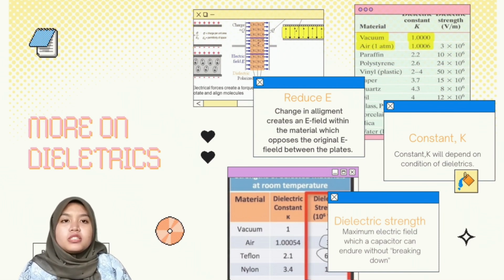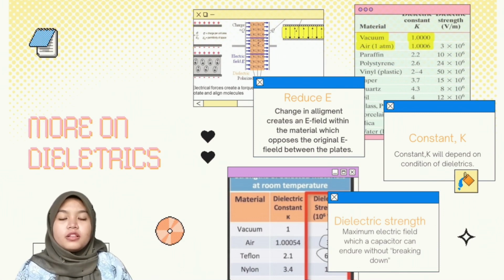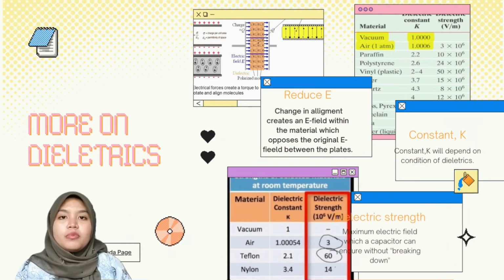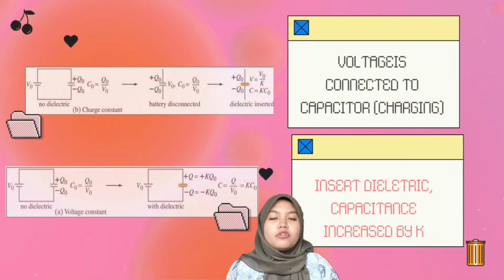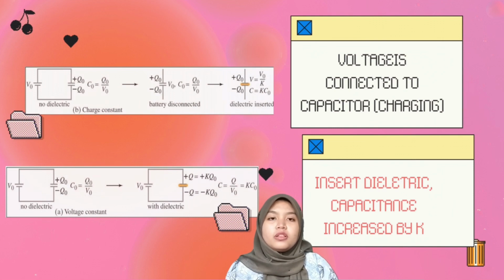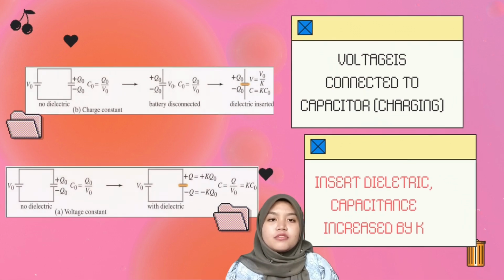Other than that, the constant K that we have characterized in dielectrics can vary in value depending on the material used. Dielectrics also have their own strength. This strength refers to the maximum electric field that the capacitor can endure before it breaks down. In this slide, I have put two diagrams which refer to voltage increase, and when we put the dielectric, the capacitance increased by K.